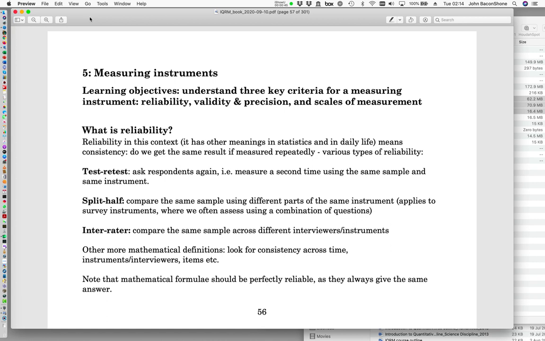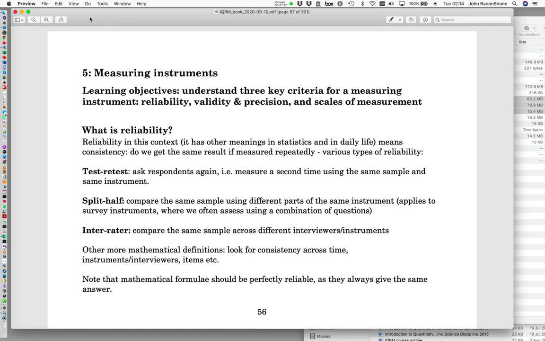The simplest one is what we call test-retest. That means we're measuring a second time using the same sample and the same instrument. Okay? So obviously, as long as the sample has not changed, either in terms of the selection of the sample or in the thing we're measuring on the sample, we would expect to get the same result. The second form we're going to talk about is split half.